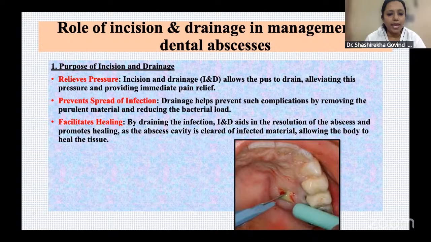The main basic purpose of this is to relieve the pressure. Wherever the dependent area is, that area will look very shiny and very thin. The epithelium will be very thin in that area. In that area, you need to give a stab incision, or with a negative pressure syringe you can remove the pus. By doing that, you prevent the spread of infection, and it also facilitates healing. That's the main purpose of doing the incision.